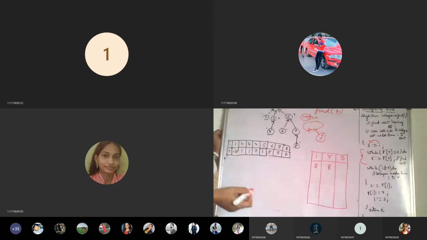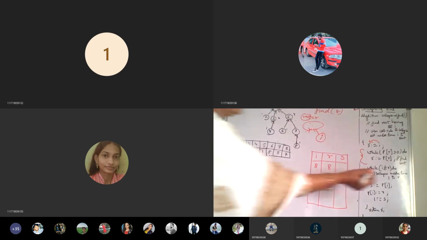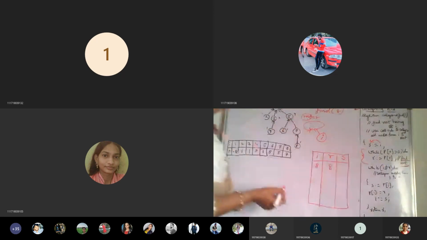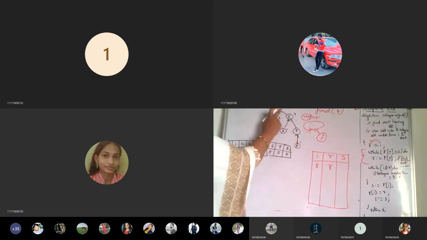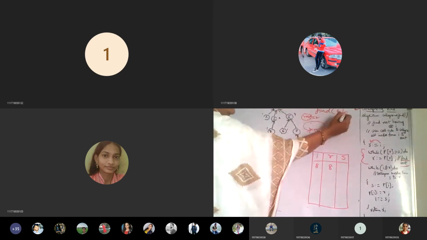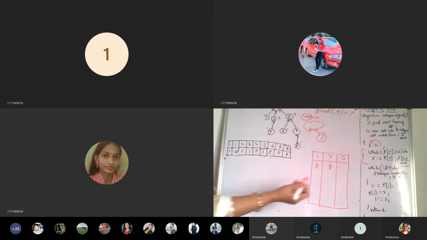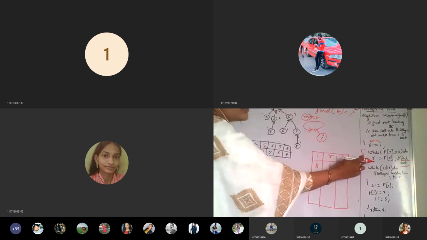So in this while loop, what exactly we are going to do? We are going to find the root. So root of 8 is whom? So root of 8 we are going to find. So that is what we are going to achieve from this while loop.